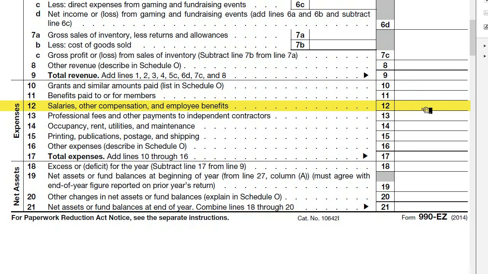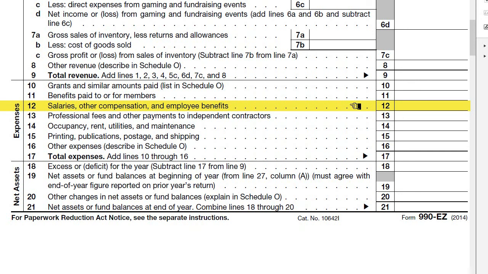Line 12, salaries, other compensation, and employee benefits. This is where you're going to show the salaries and wages that you pay to employees, to officers and directors and trustees, whether or not it's reported on a W-2 or whether it's reported on a 1099 miscellaneous form. Okay, you're going to include retirement plan contributions, the employer's share, health insurance premiums paid by the employer, payroll taxes, which includes the employer's share of Social Security.